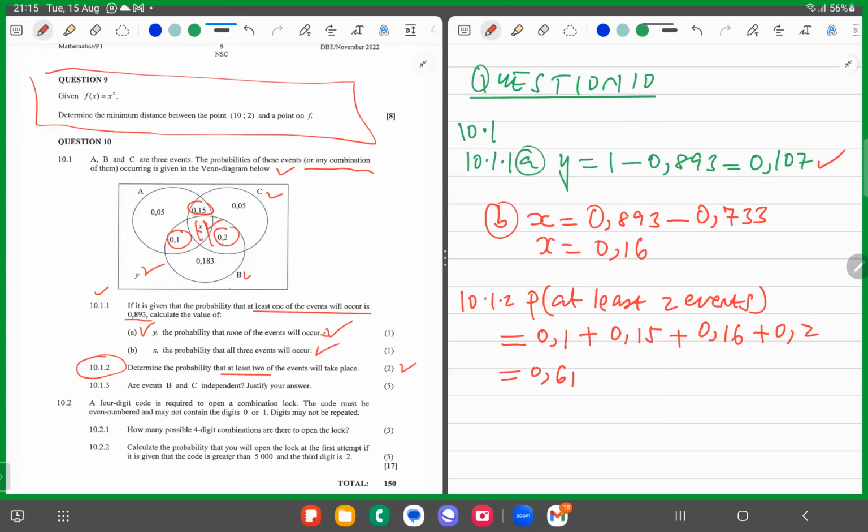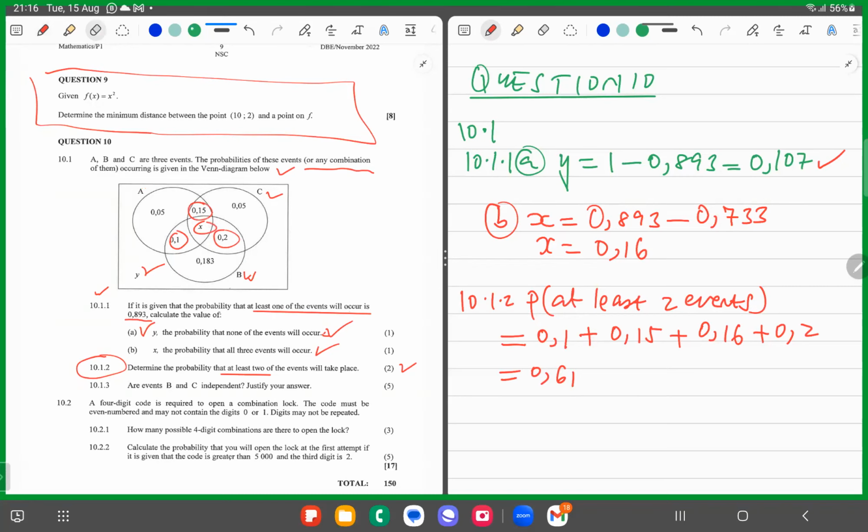So two events will mean, obviously, if you shade here, you'll be shading the region of intersection of two events. So you can shade like that. Just a note there. So the probability that at least two events occur would be 0,61. You look here, 0,1 is between A and B, and then B and C, you have this one, which is A and C, and then 0,15 is between A and B. So you're good.